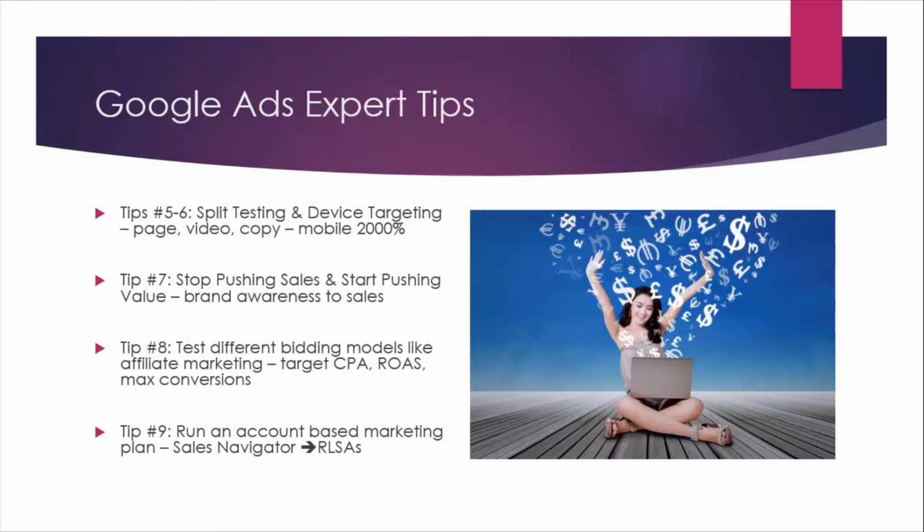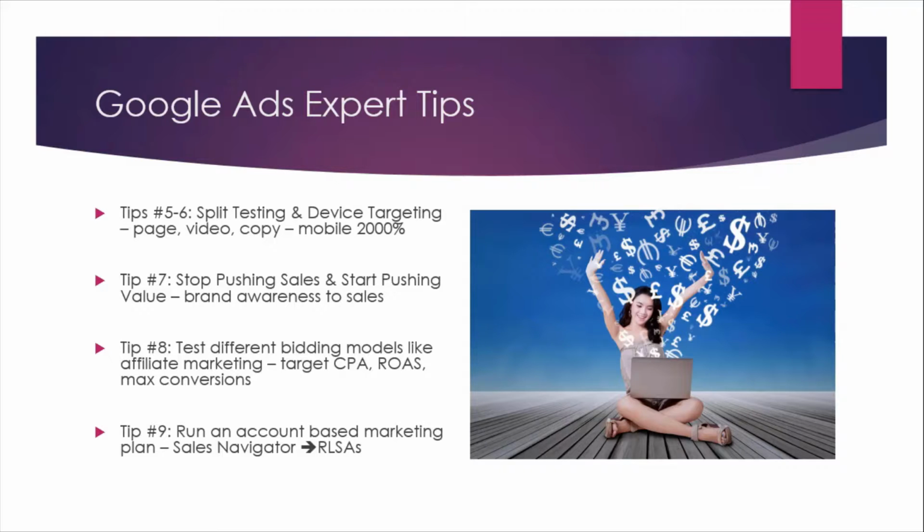Now lastly here, number 9 is run an account-based marketing plan. Now you can try and get 1,000 different small clients or customers to your offers by running pay-per-click ads. But if you're building up a business and you want higher ticket customers and clients, then one thing you can do is run an account-based marketing plan. So basically you can use strategies like going to LinkedIn Sales Navigator and really digging into who your specific customers and clients are, and then retarget those people using online ads, using the retargeting list sales ad, which is what this stands for here.